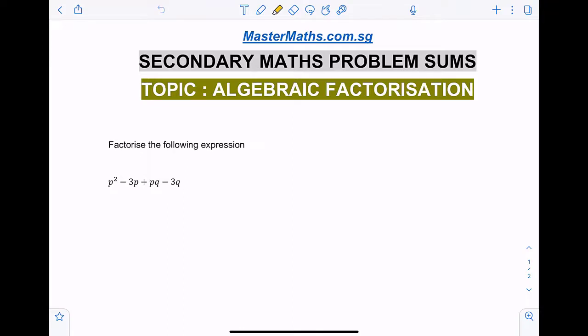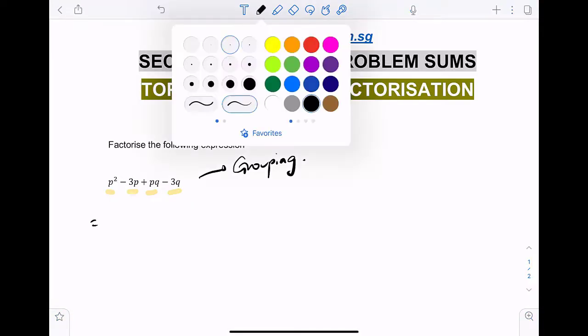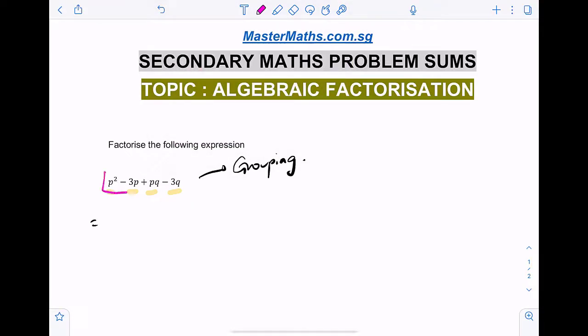Factorize the following expression. So we have 4 terms. If we have 4 terms like this, 1, 2, 3, 4, we use the grouping method. Alright, so we need to group 2 terms at a time. So these are the last 2 terms here. And the first 2 terms, just ensure that you can factorize something out here.